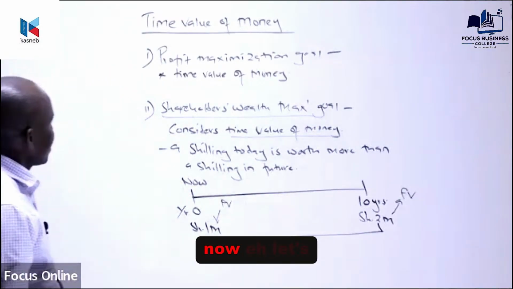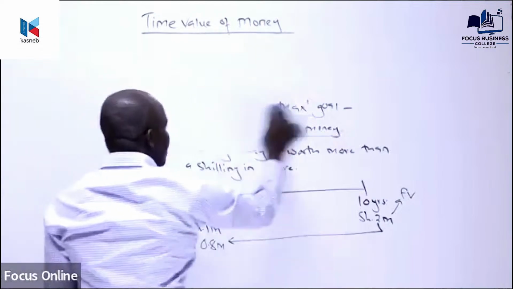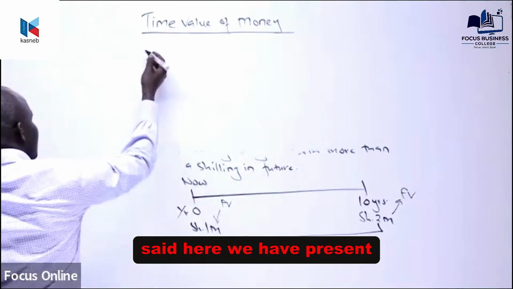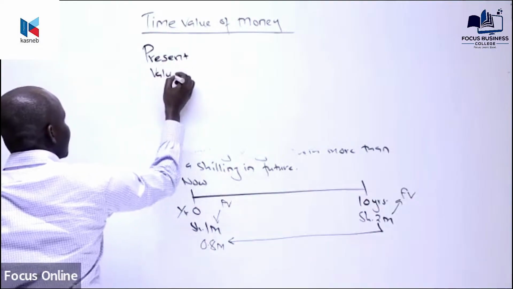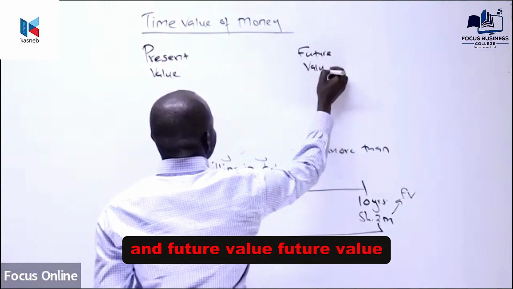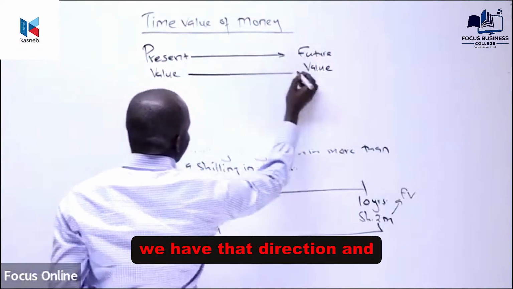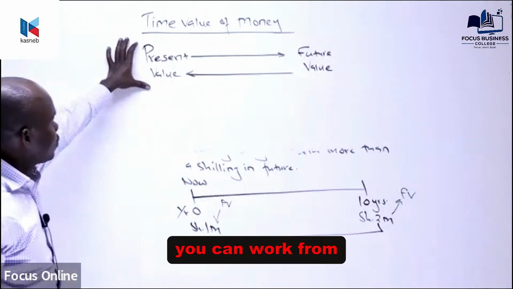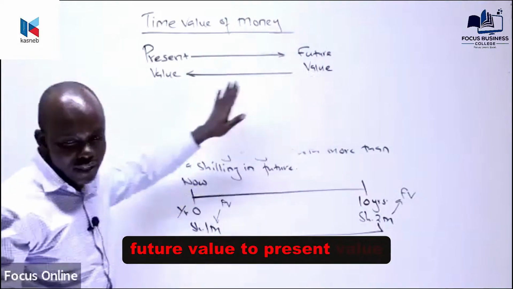Now, let's say something now about the time value of money. So time value of money, we've said here we have present value, and future value. So present value, we have that direction, and we have this direction. So this is to say, you can work from present value terms to future value, or you can work from future value to present value.